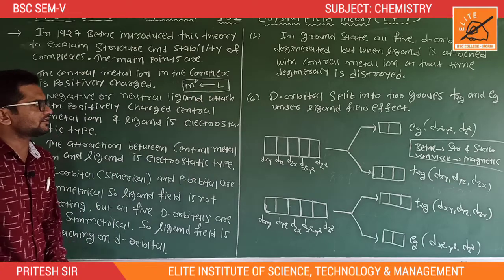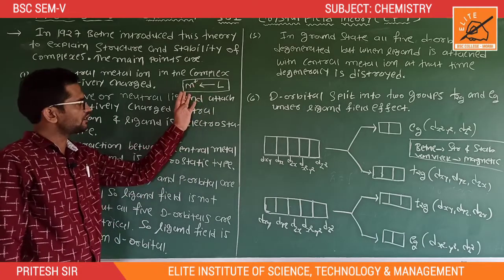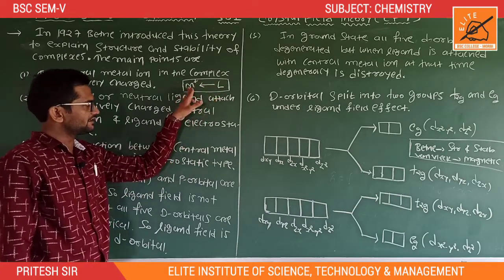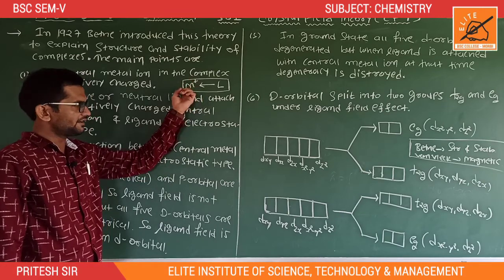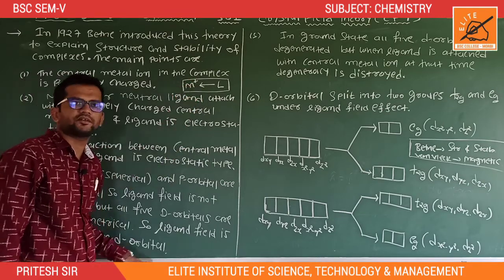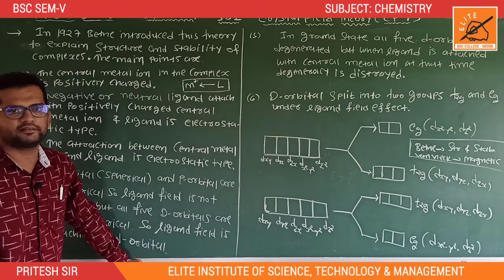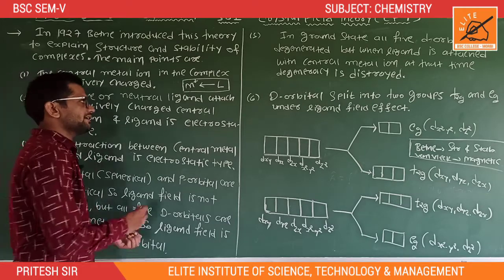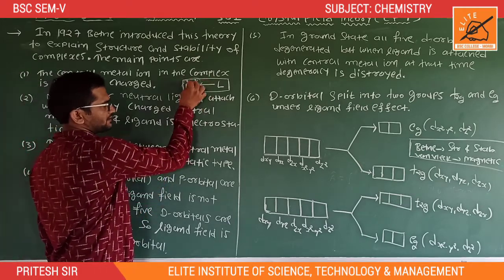It means it comes from 3d, 4d or 5d orbitals. The 3d series contains a total of 10 d block elements: scandium, titanium, vanadium, chromium, manganese, iron, cobalt, nickel, copper, zinc. So the metal ion is positively charged.